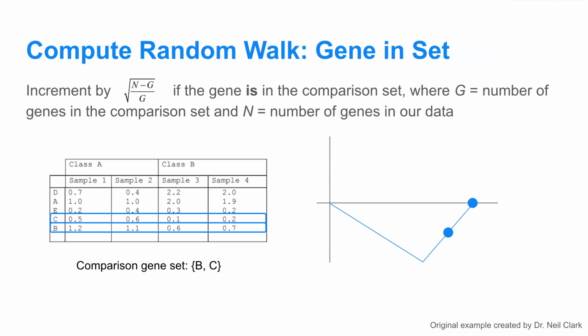However, if the gene is in the comparison set at a given step, then you want to increment by that same value. And here you can see that because C and B are both in our comparison gene set, we're incrementing the graph at those steps.